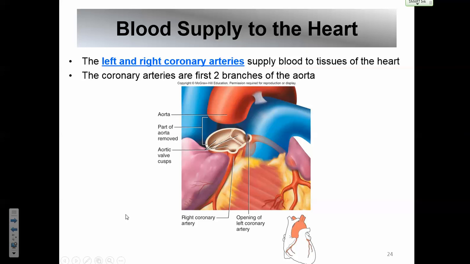You have a renal circuit, a hepatic circuit. You have it to various organs. But here's the first one that goes onto the heart itself. It's called the coronary circuit.